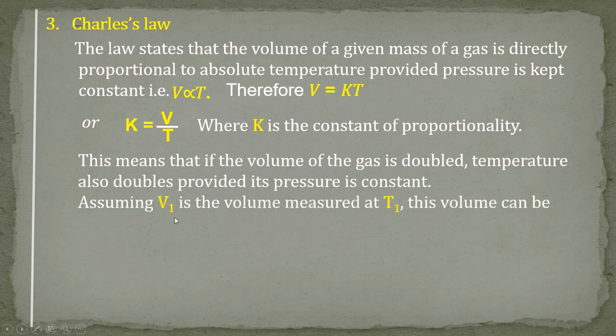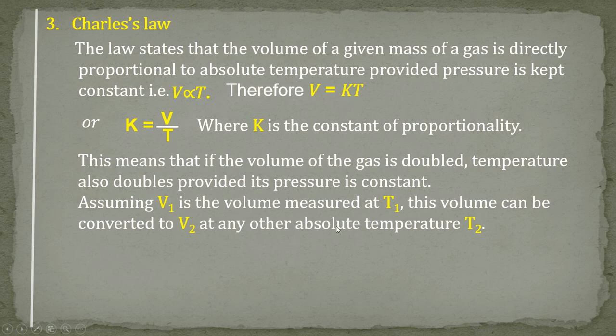Now, assuming V1 is the volume measured at temperature T1, this volume can be converted to volume V2 at another absolute temperature T2. That is why we can have V1 over T1 is equal to V2 over T2. Because of this, we can be given V1, T1, and V2, and told to determine T2. Or given T2, V2, and T1, and told to determine V1. That's how simple it is.